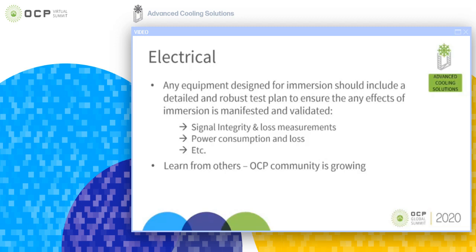What's important to note here is that any electronics that's designed for immersion doesn't really get a mulligan to bypass any of the due diligence that you do from a quality perspective for electrical design. So what's really important is to make sure that you've got a really robust test plan that looks at the key components of any electrical design: signal integrity, loss measurements, power consumption and loss, etc. What I would recommend is that as your test plan is fully baked out, you look at some of the key data points from your test plan in and out of immersion to make sure that you understand the deltas that you're starting to see from using immersion technology.